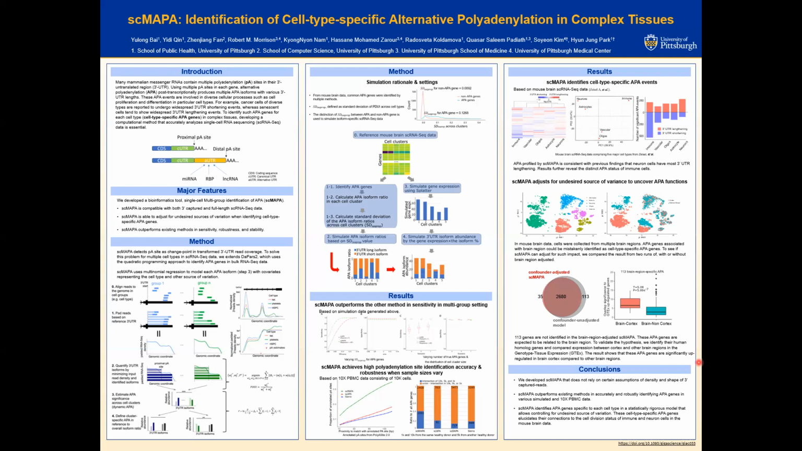In conclusion, we developed scMAPA that does not rely on certain assumptions of density and shapes of 3' captured reads. scMAPA outperforms existing methods in accurately and robustly identifying APA genes. scMAPA identifies APA genes specific to each cell type in a statistically rigorous model that allows controlling for undesired sources of variation. This can help to elucidate the function of APA in a complex system.